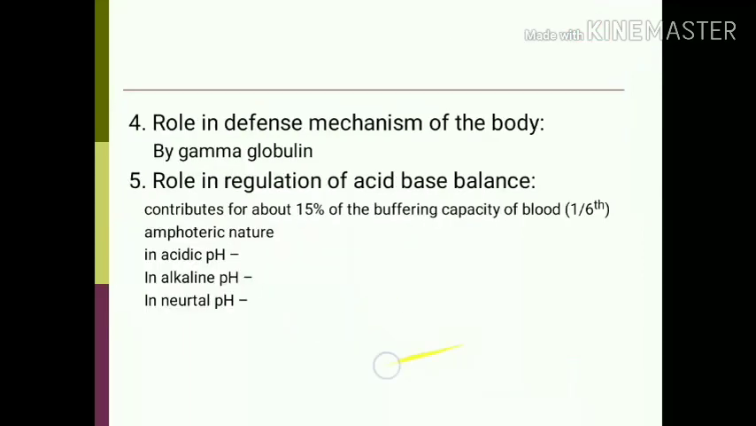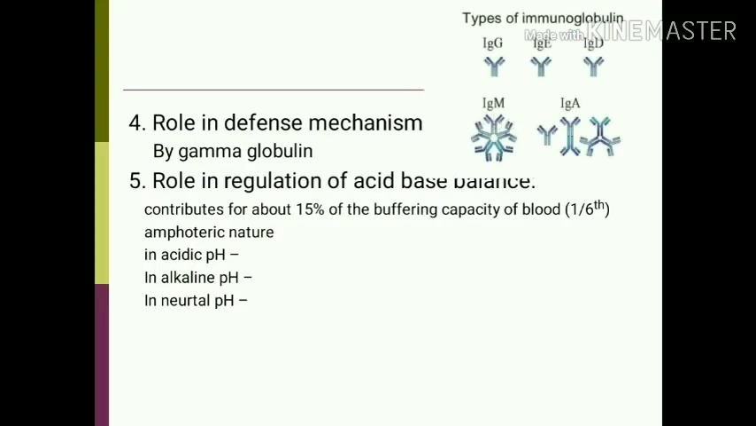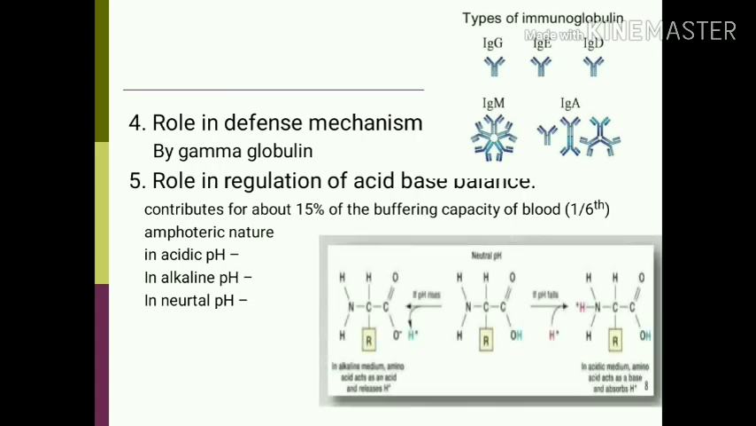Fourth function is the role in the defense mechanism, that is by gamma globulins, which are also known as immunoglobulins, and as we all know, there are 5 types of immunoglobulins: IgG, IgE, IgD, IgM and IgA. Also, they have an important role in the regulation of acid-base balance. Plasma proteins act as buffers and maintain blood pH. Plasma proteins contribute about 15% of the buffering capacity of the blood, that is about 1/6.